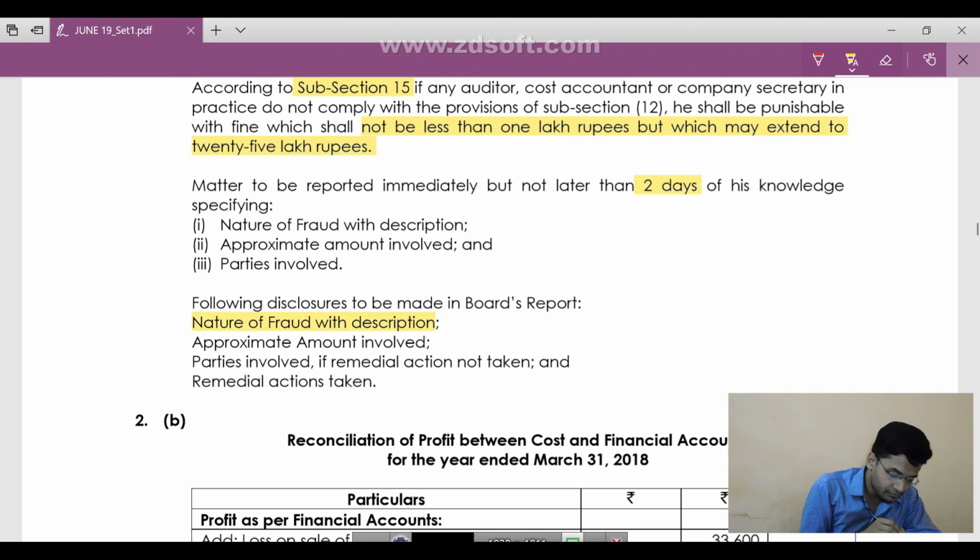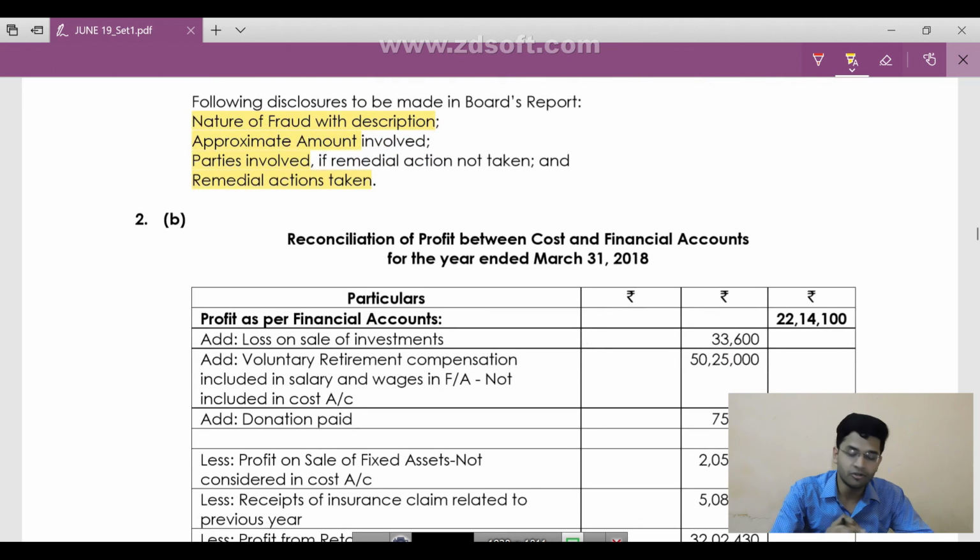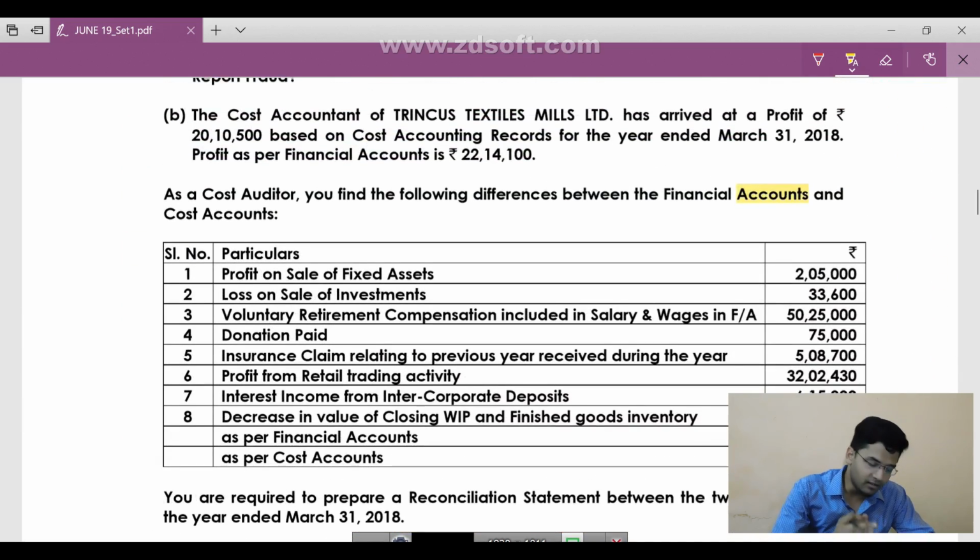Nature of fraud, approximate amount involved, parties involved, and remedial action taken. So the auditor should make sure that the board's report contains all these elements about the fraud if the fraud has been committed within a company.